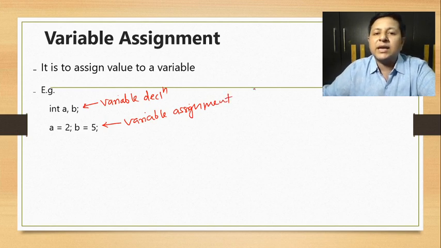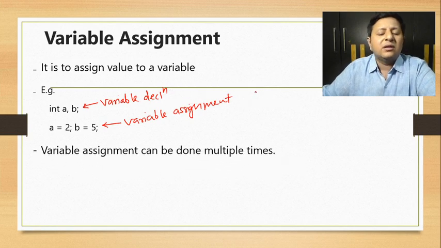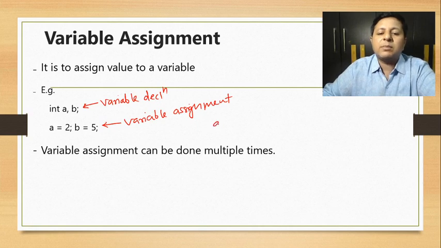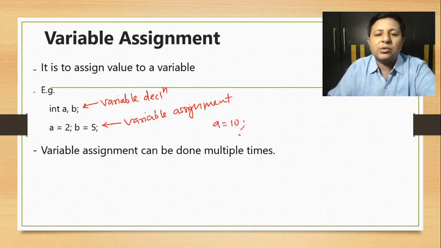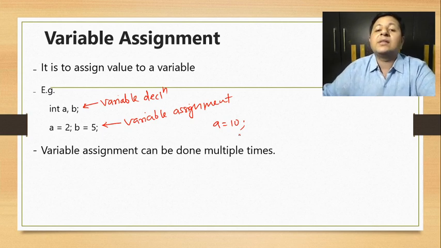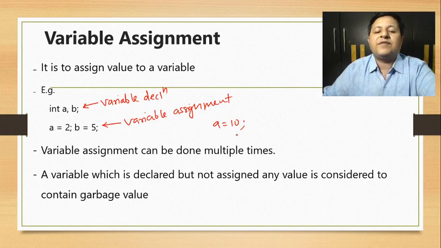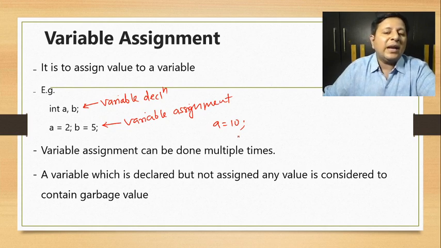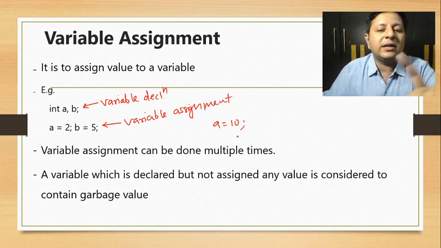Now, how many times can I do variable assignment? Obviously, I can do variable assignment multiple times. Let's say right now I have done a equal to 2. After some lines, if I say a equals 10, that is still okay. It is going to replace. So what happens when I assign the variable again? It is going to overwrite the value which was assigned previously. I already said that a variable which is declared but not assigned any value is considered to contain a garbage value. Now when I assign the variable again, it is going to override the previously stored value.